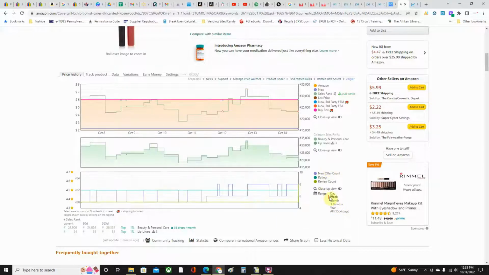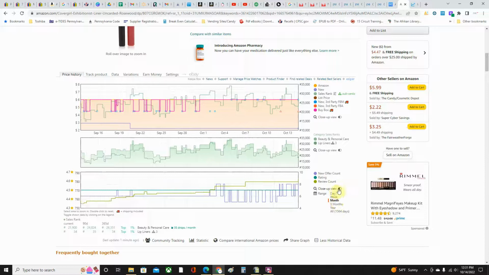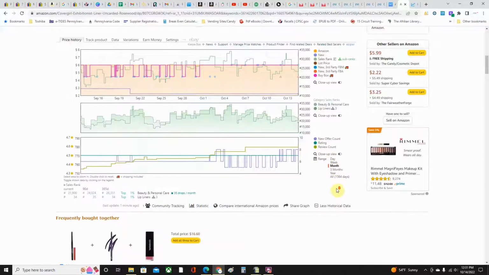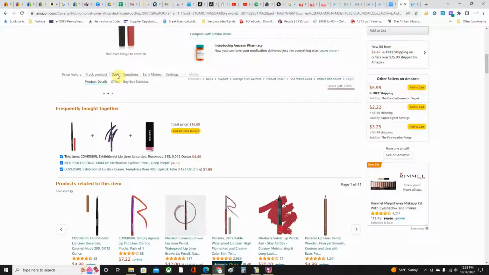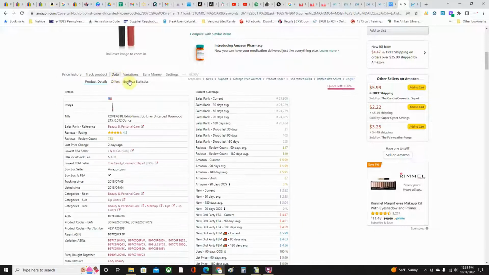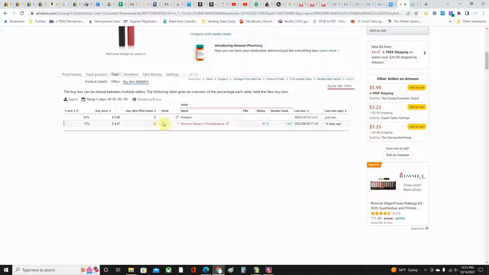So they ain't moving off that. It's $5.99. So you're going to probably have to go down under them if you even want to try to get a sale. Now here's how you see how often they sell. They share the buy box. You go back to your data tab, and then you go to buy box statistics, and look at this: 83% and 17%. So they sharing it. It ain't a lot, but they sharing it for sure.